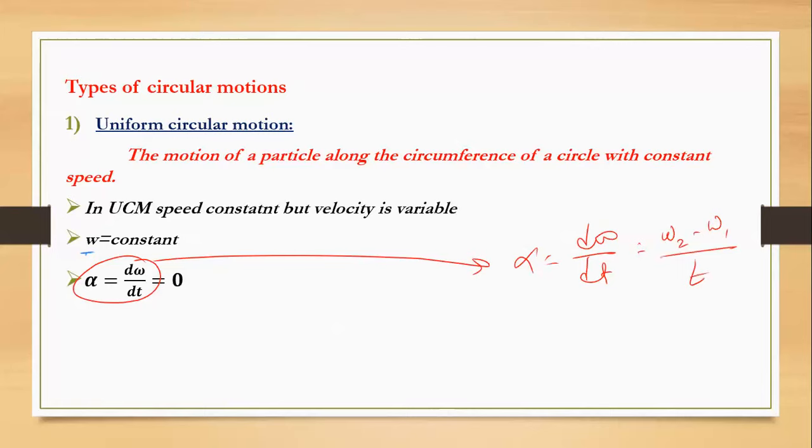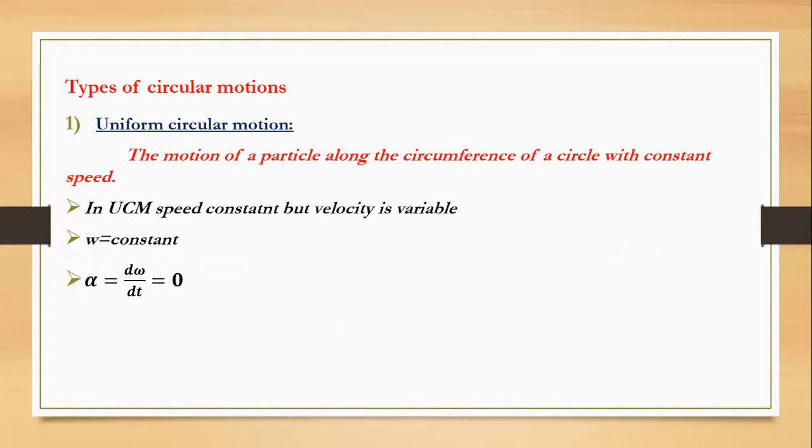If omega is constant, it means omega 2 and omega 1 are both the same. If they are the same, the subtraction is 0, and 0 divided by anything is 0. So we get alpha 0. You remember here, in uniform circular motion, alpha is 0.